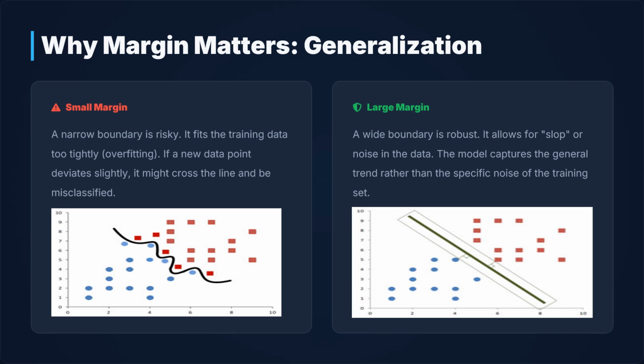It comes down to generalization. A small margin means that the street is narrow. If we see the image on the left side, we can see that the line is overfitting. It fits the training data completely, but a tiny variation in the new data could cause an error. And similarly, if we look at the image on the right side, we can see that the street is wider, which makes the model more robust. It ignores the noise and captures the general trend, making it safer for real-world predictions.